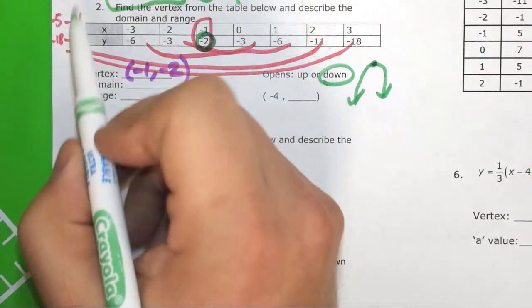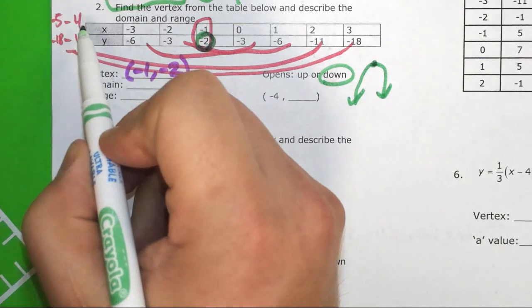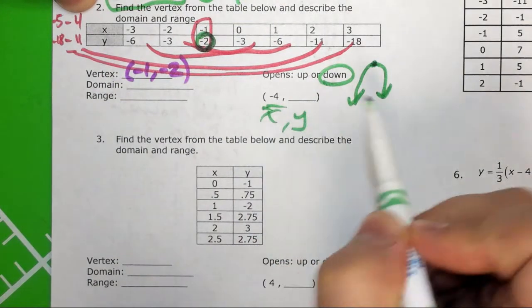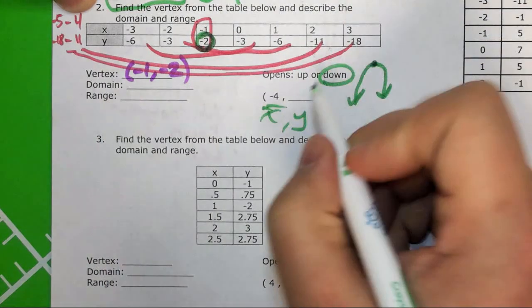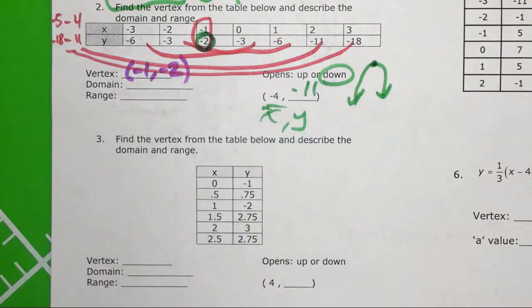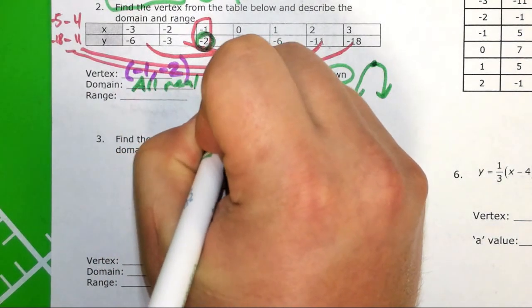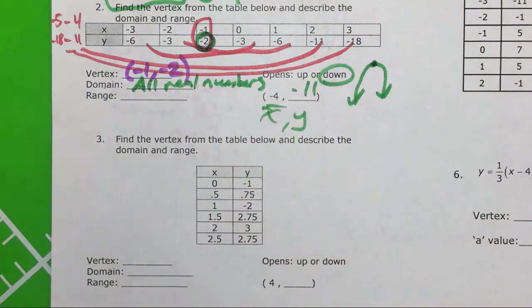From here, -4 is my x, right? There's my x. What's my y that goes with it? -11. That's why we extend the table, okay? Same domain, always all real numbers. Got that. Okay, always all real numbers there.